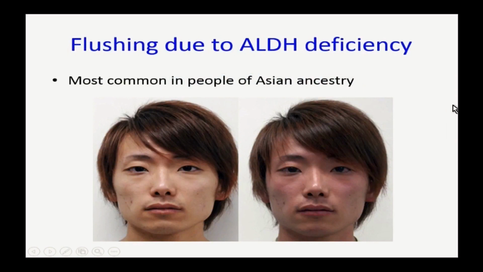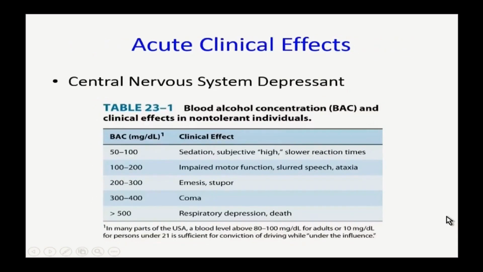There are some people who have a genetic aldehyde dehydrogenase deficiency, and most of these people tend to be of Asian ancestry. Here is a picture demonstrating that. A young man, before he drinks, has an aldehyde dehydrogenase deficiency. He takes a drink, moves his hair a little bit, and you can see that his skin is quite flushed due to the cutaneous vasodilation from the acetaldehyde buildup.